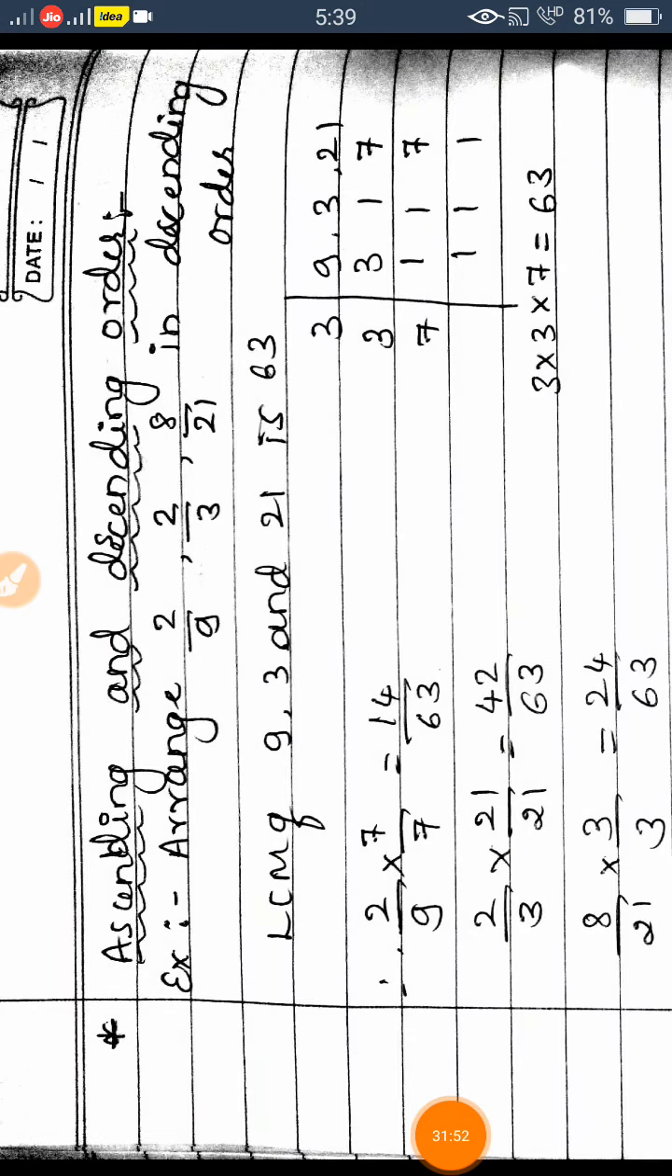So one more question was there in our exercise 2.1, ascending and descending orders. Ascending means in an increasing order, descending means in a decreasing order. So the question I have taken from the exercise itself. You can check. Arrange 2 by 9, 2 by 3, 8 by 21 in descending order was the question. But I have shown here both the ascending and descending order, so we can learn both from here.